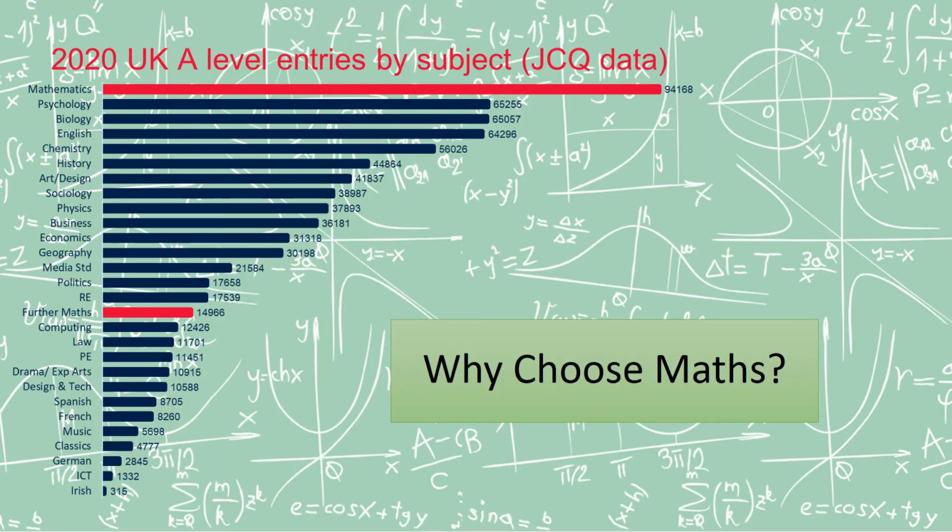So why might you choose maths? Well, across the country, maths is the most popular A-Level choice to take. This is because of how it links in with other subjects, and of course because of how useful it is with choices you make when you leave school. So you can see on the graph here, last year, by quite a long way, maths was the most popular A-Level choice.